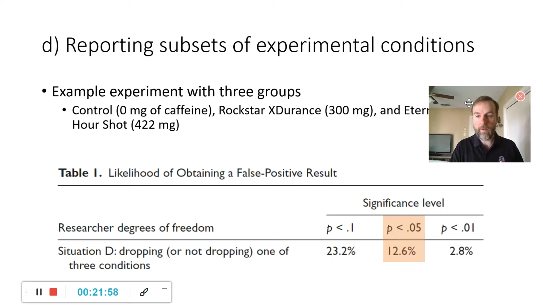So back to the table from the paper. Looking at this condition where you might drop a group, or you might not drop a group, you're going to use your researcher degrees of freedom. Your alpha could be much higher than 5%, could be around 13%.